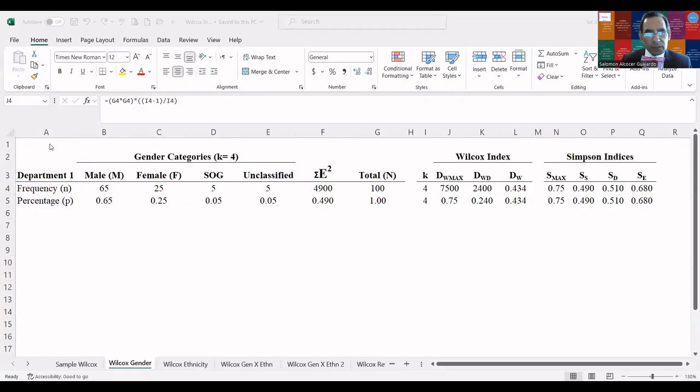As I mentioned at the beginning of the episode, I'm going to apply the Wilcox index to the same gender, ethnic, and gender by ethnicity data, as well as to the revenue data. So let me go to Share. Again, this is the same data that's been used in the previous episodes. I mentioned that I can use frequency data or percentage data.